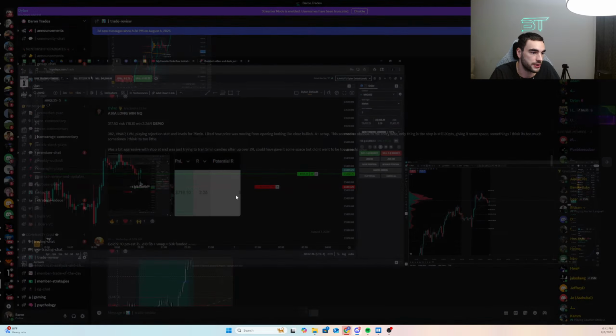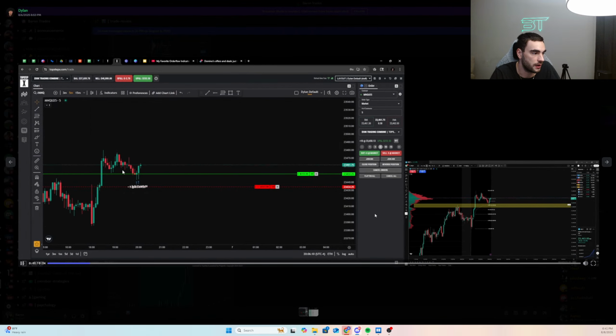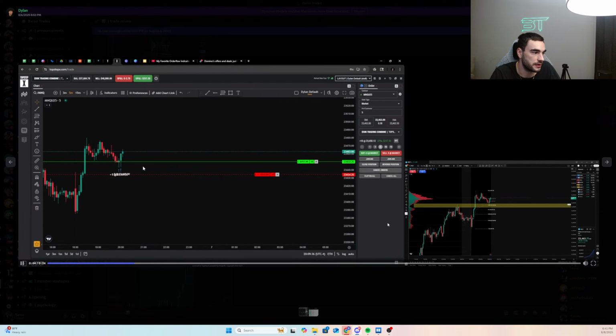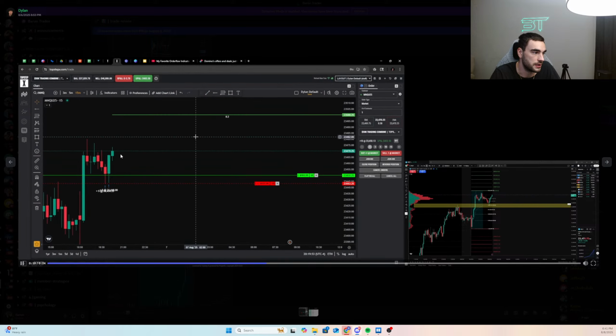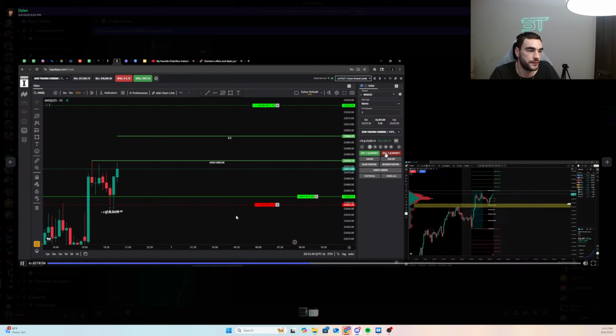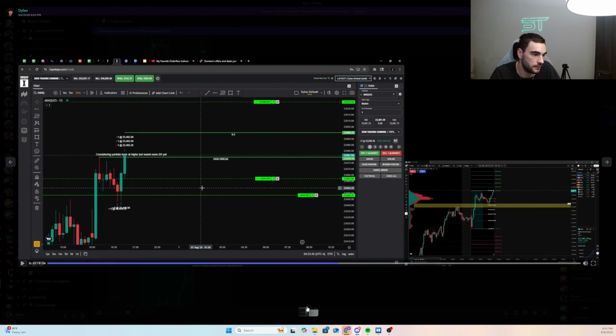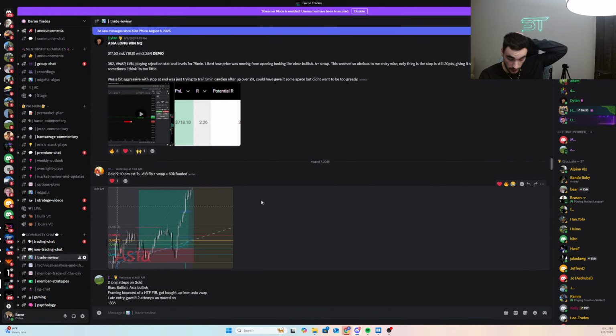Great. When you see price react this strongly off it, like once you see that this is pushing on this second candle, and then once this third candle pushes, yeah, once that big candle pushes, you did adjust your stop properly. I have no issue with this. Great trade.